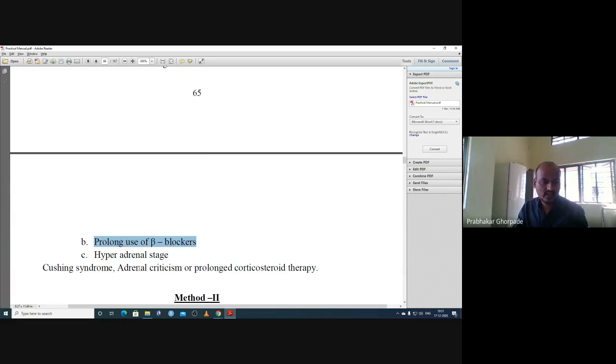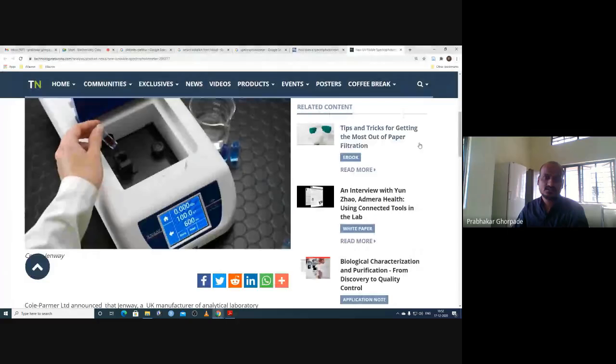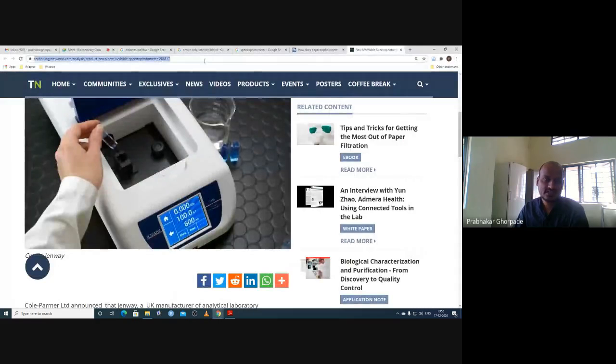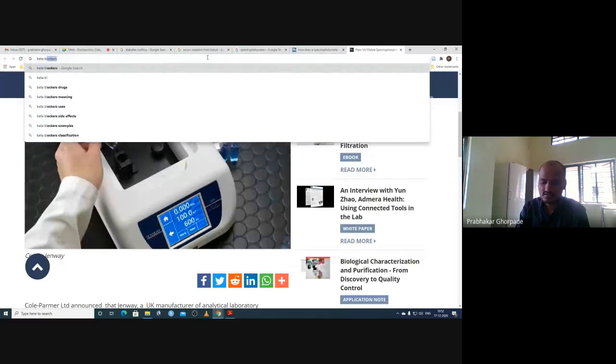Then there is the hyperadrenal stage. In this, the adrenal activity is higher, like in Cushing syndrome, adrenal hypercorticism, or prolonged corticosteroid therapy. If you are giving corticosteroid therapies for reducing pain, then also we will have a higher glucose concentration in the blood. Or if you are giving beta blockers.